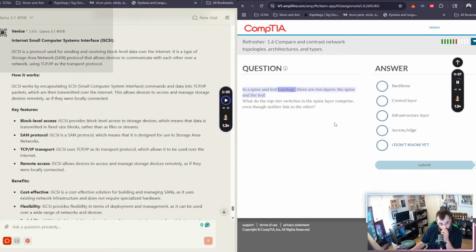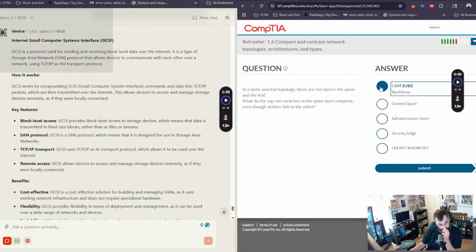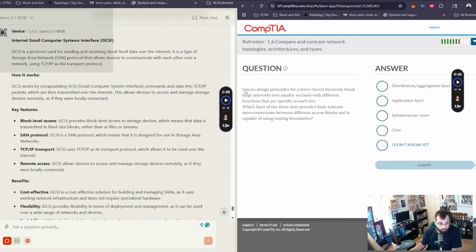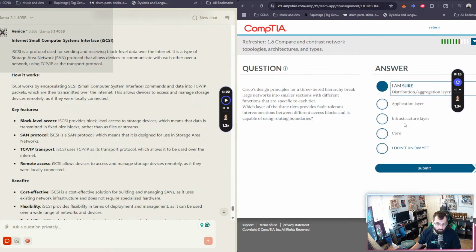In a spine and leaf topology, there are two layers, the spine and the leaf. What do the top-tier switches in the spine layer comprise, even though neither link to the other? Backbone. Cisco's design principles for a three-tiered hierarchy break large networks into smaller sections with different functions that are specific to each tier. Which layer of the three tiers provides fault-tolerant interconnections between different access blocks and is capable of using routing boundaries? Distribution and aggregation layer.